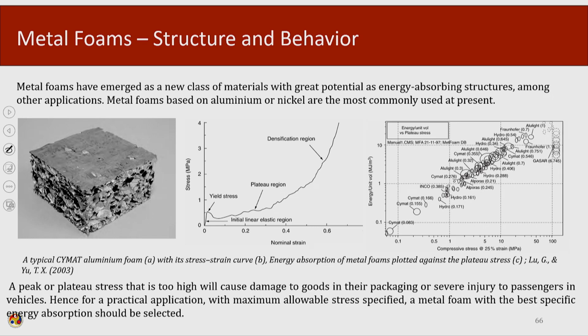After that we give an example of a metallic foam. Metallic foams have emerged in the recent past as a new class of materials with great potential as energy absorption structures, among other applications. Normally the metal foams are made of aluminum or nickel. This is an example of a metallic foam which has undergone impact.